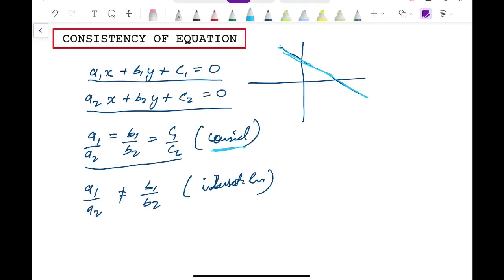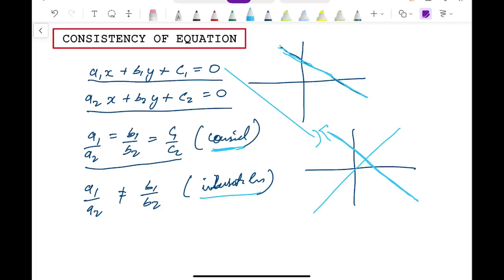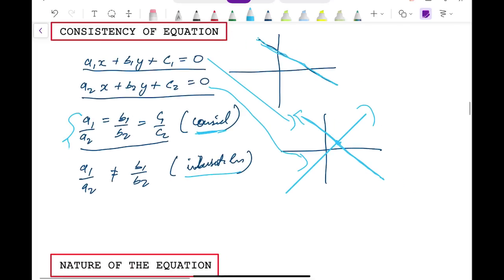Okay. And what about intersecting line? Intersecting line means if you have a graph here, in this graph, this line, let's say this is a line of equation formed by this one, then another line, formed by this one, they will cut each other at one point. We call it intersecting line. So in these two conditions, we call the equation consistent.